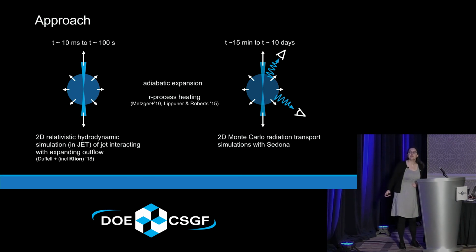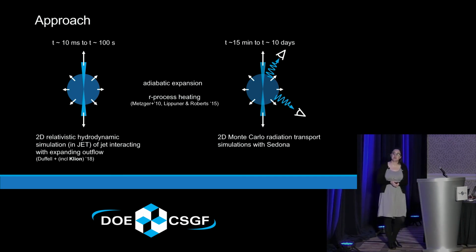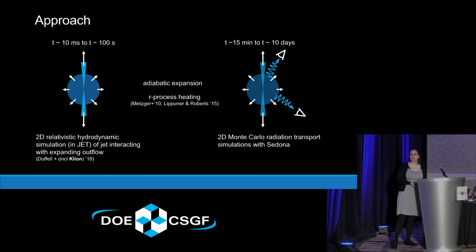So broadly speaking, our approach is to perform 2D relativistic hydro simulations of a jet interacting with an expanding outflow. We run these from about 10 milliseconds out to about 100 seconds post-merger. Then I evolve these out using some simple prescriptions to 15 minutes, which is when I start 2D Monte Carlo radiation transport simulations with a code called Sedona. I run the radiation transport from 15 minutes out to about 10 days, and I see how the luminosity evolves across the electromagnetic spectrum, starting at about an hour and going out to about 10 days.